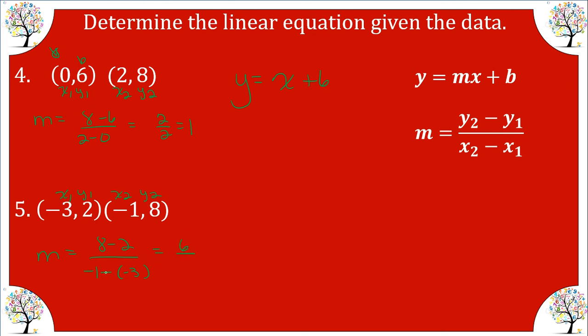So I get 6, keep, change. It's going to be 2. So 6 over 2 is 3. So m is 3. So this is what I do know. Y equals 3x plus b.